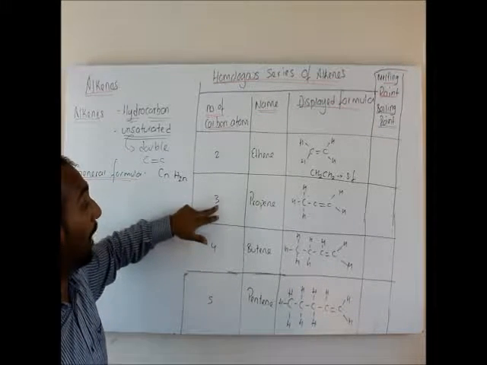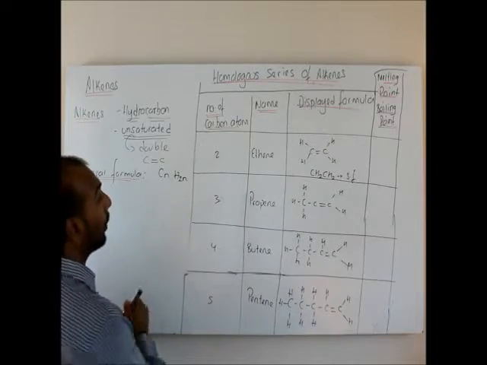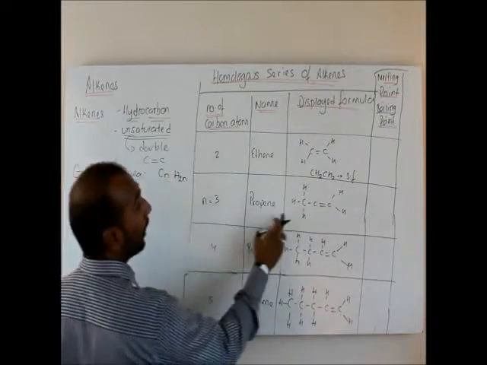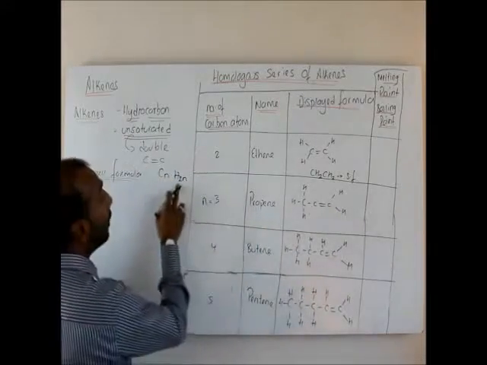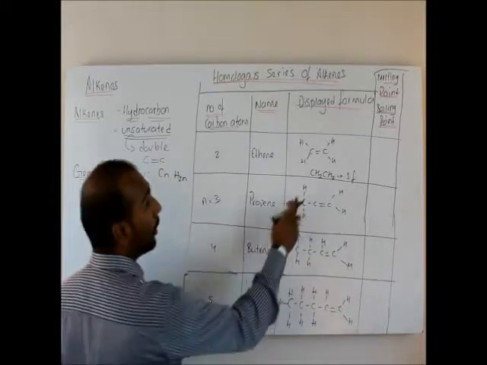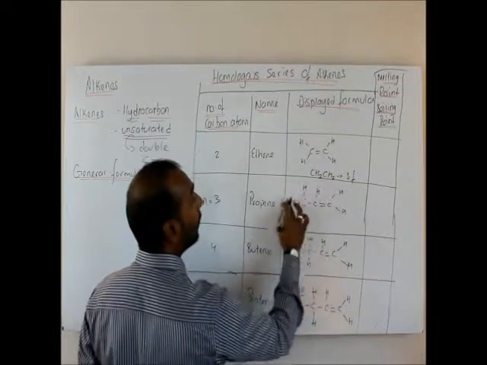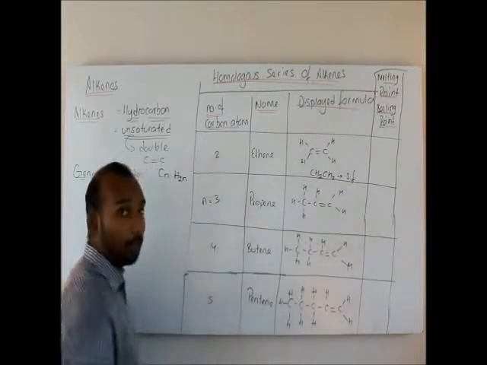Let's look at when n equals 3, the number of carbon atoms. N equals 3, so it's going to be C3, and H is going to be 2 times 3, 6. So C3H6, with 3 carbon atoms and 6 hydrogen atoms.